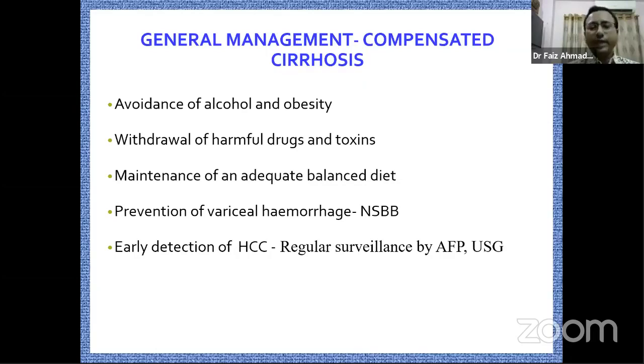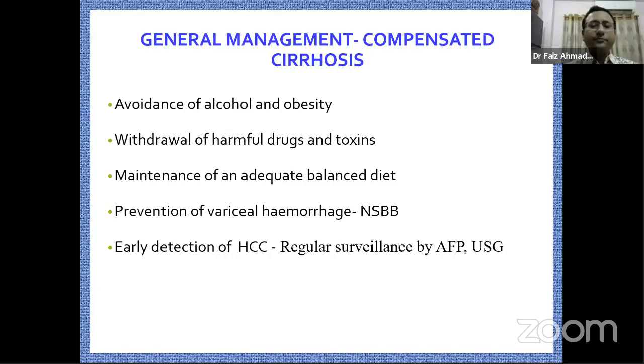Withdrawal of harmful drugs and toxins. If a patient is on a drug which is causing fibrosis and has led to the cirrhosis, we must withdraw the drug or toxins. Maintenance of an adequate balanced diet is very important. Prevention of variceal hemorrhage is important. So though the patient has compensated cirrhosis, the patient could have portal hypertension that can lead to formation of esophageal varices or varices at other sites.